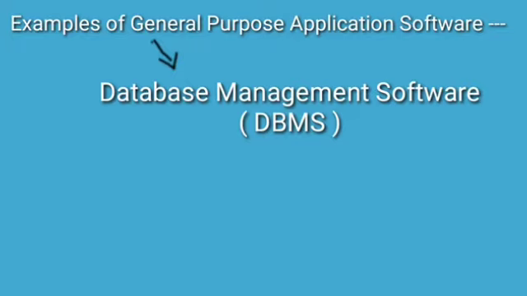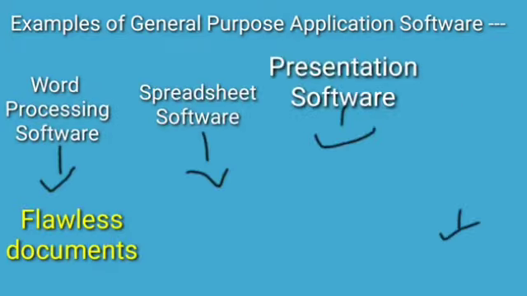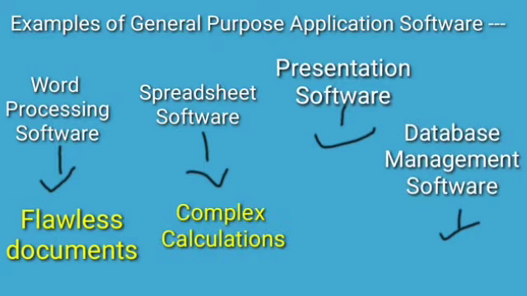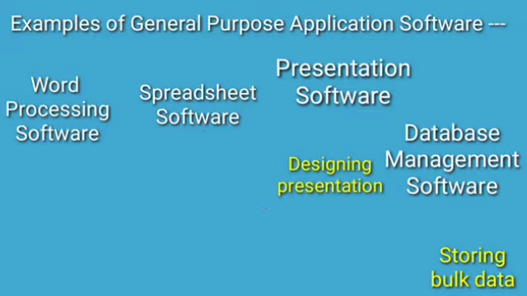So these are all the software. Word processing software is useful for creating flawless documents and writing letters. Excel is used for calculation, DBMS is used for storing a bulk amount of data, and presentation software is used for creating visual aids and presentations. So all these are general purpose application software.